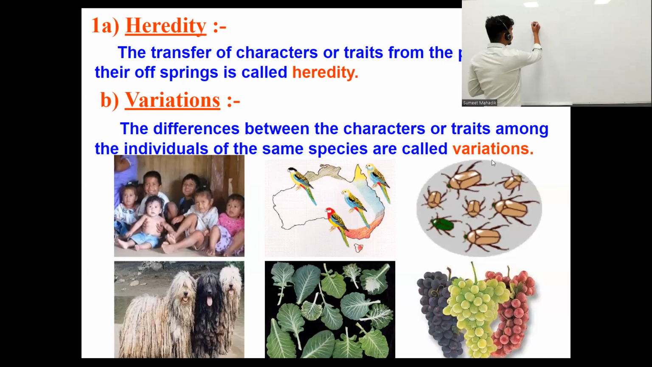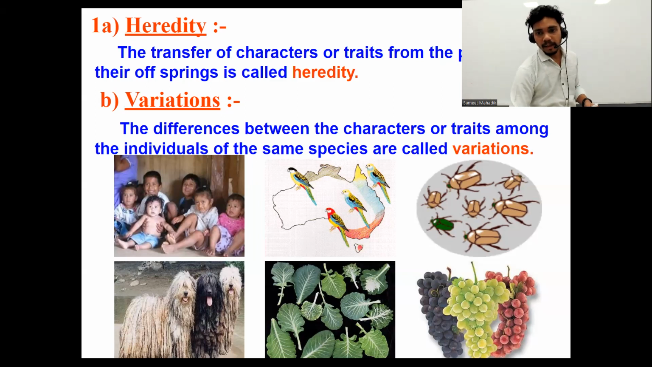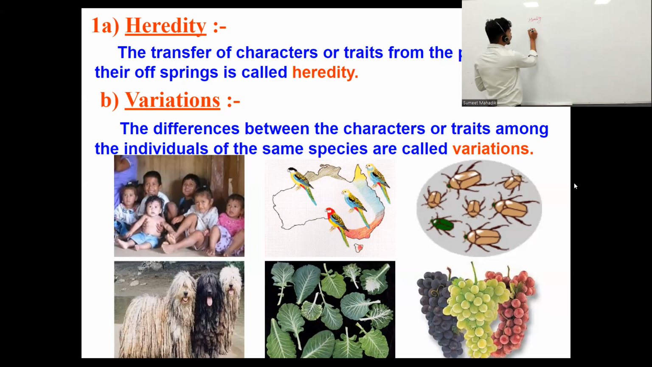The first point we are going to talk about is heredity. The moment I say heredity, what does it mean exactly? The transfer of the character from one parent to their offspring. Why is there a transfer? Because one parent is giving birth to the daughter cells, right? The transfer of character, or a trait.